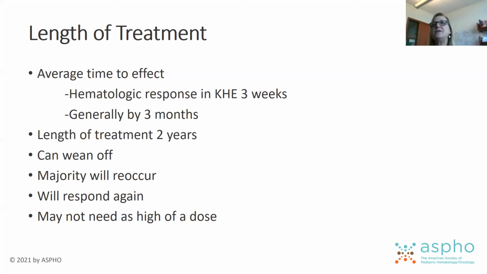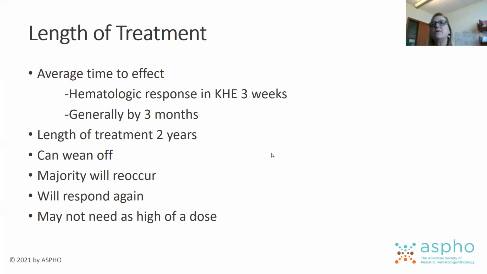Our length of treatment varies. For KHE lesions, to see a hematologic response, the average time is between 3 and 4 weeks. So again, you have to have a lot of patience when you're using it. Generally, it takes about 3 months to see response. The length of treatment for KHE patients is usually 2 years, and then we try to wean patients off. The majority will reoccur and have to be put back on sirolimus.